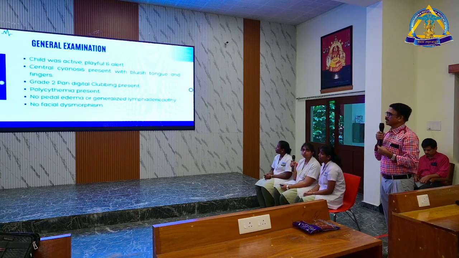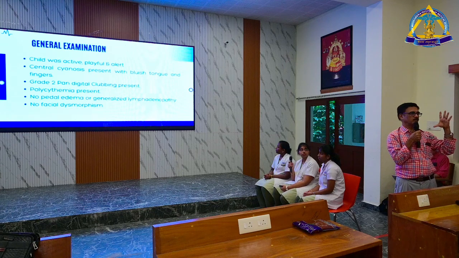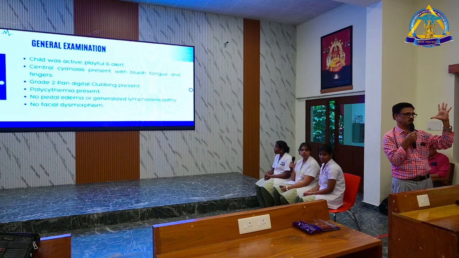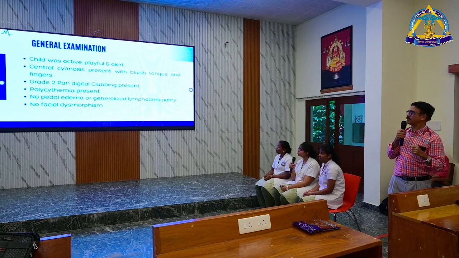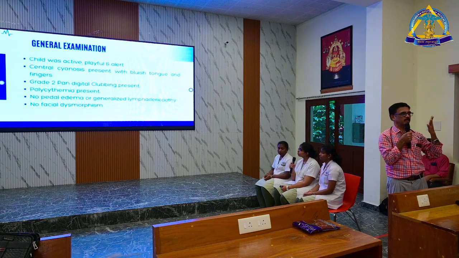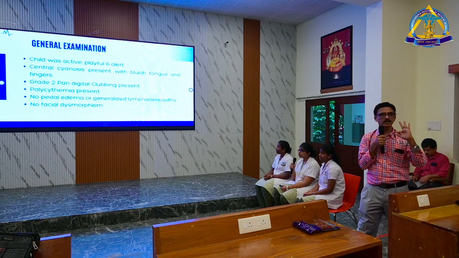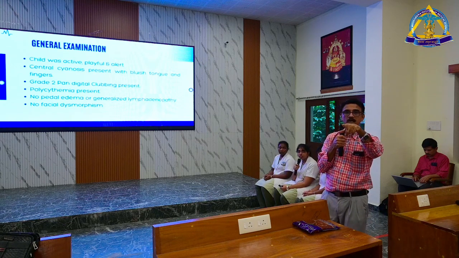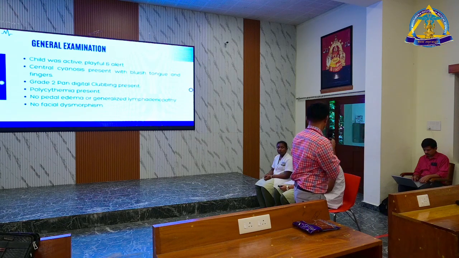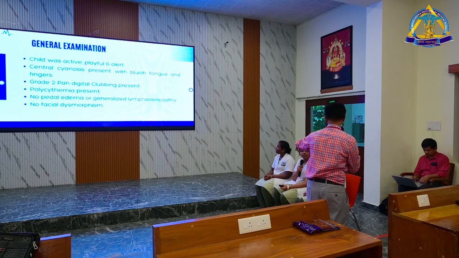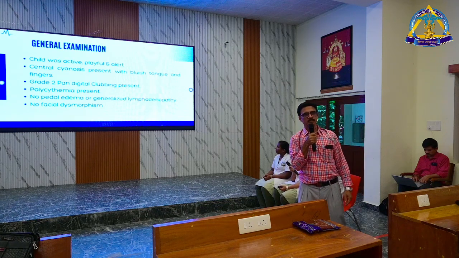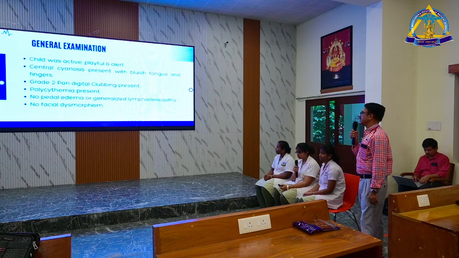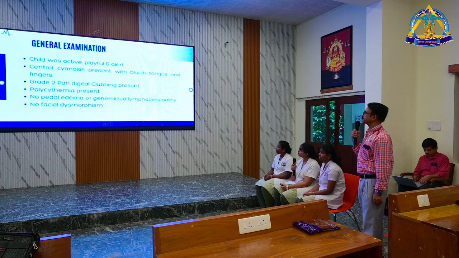Then clubbing is characteristically seen only in central cyanosis, not in peripheral cyanosis. Okay. And how you can diagnose grade 2 clubbing? Okay, what is that sign? Schamroth sign. Schamroth sign. So you can look for the clubbing. Okay, then.